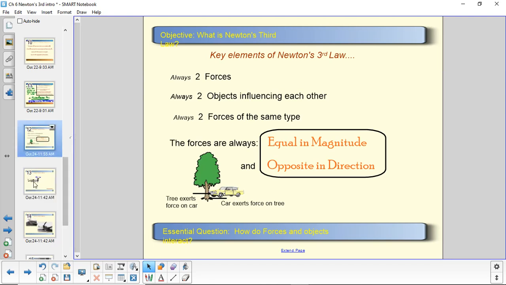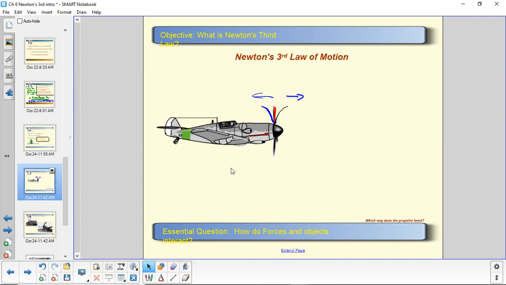Okay, let's see if we can apply this in a couple ways now. So here's an airplane. And as you know, a propeller-driven airplane is driven by a propeller, which is basically a giant fan which blows air toward the tail of the airplane. And in so doing, it drags the airplane forward through the air. So if we were looking at the individual propeller blades, the question here is, which way will the propeller blades bend as the airplane is flying along?